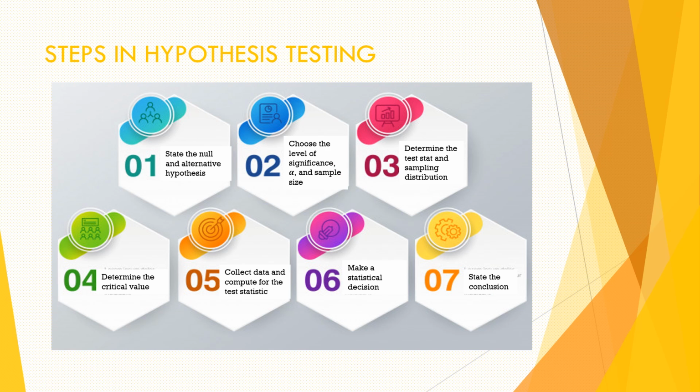Other elements of hypothesis testing will be discussed in the next video. These are the 7 steps in our hypothesis testing. We now know how to state the null and the alternative hypothesis, and we also know the level of significance. The rest of the elements will be discussed in the next video.